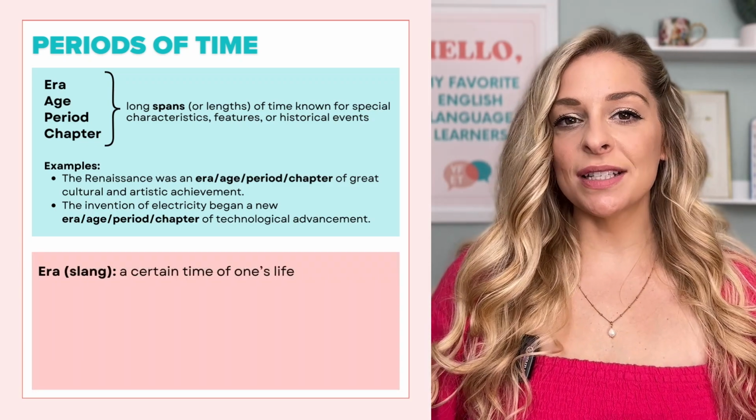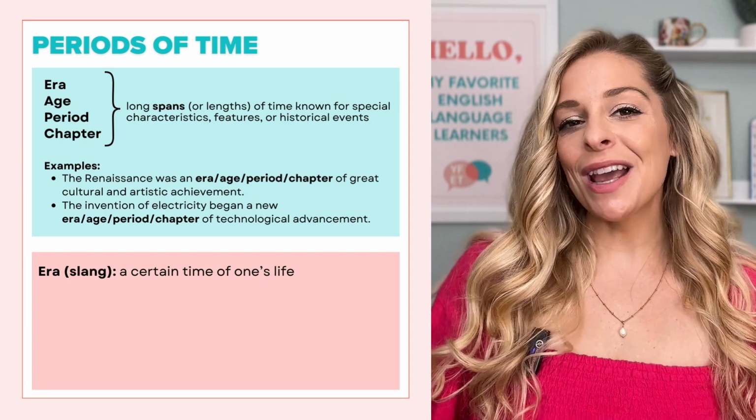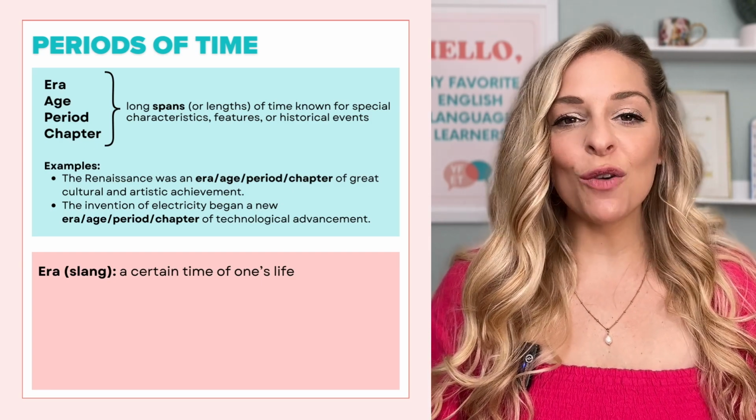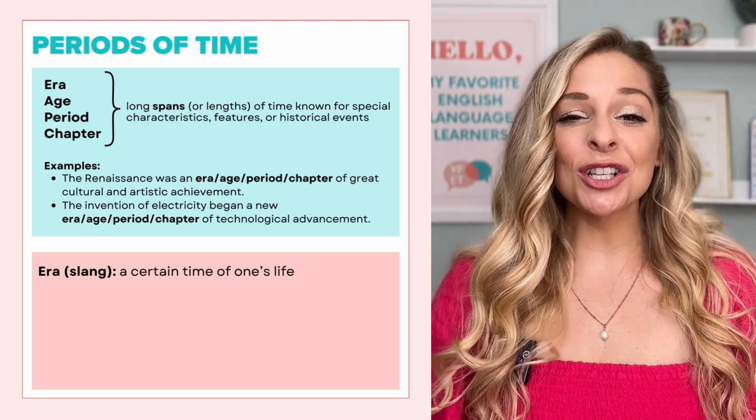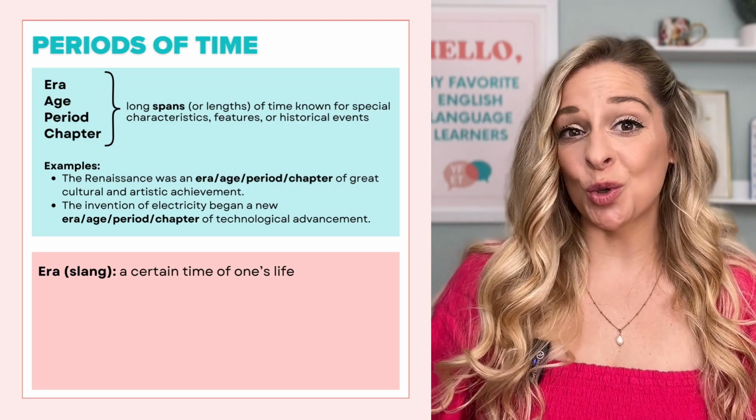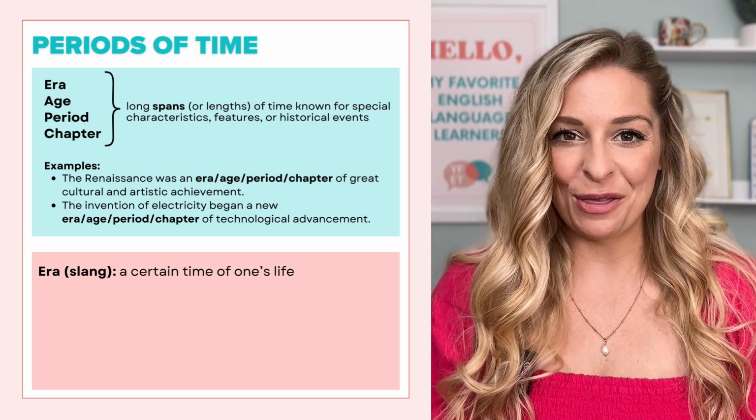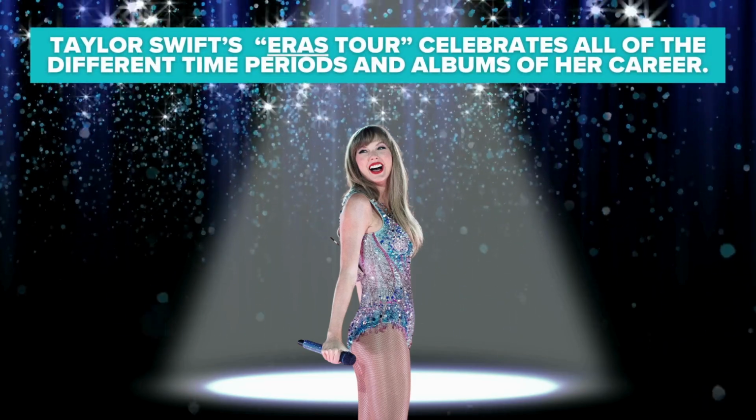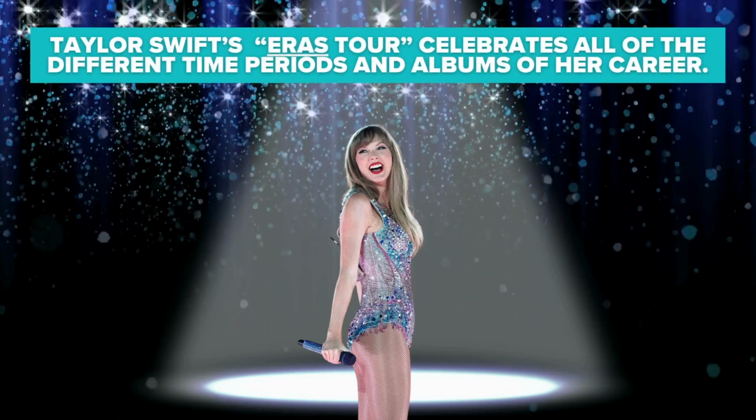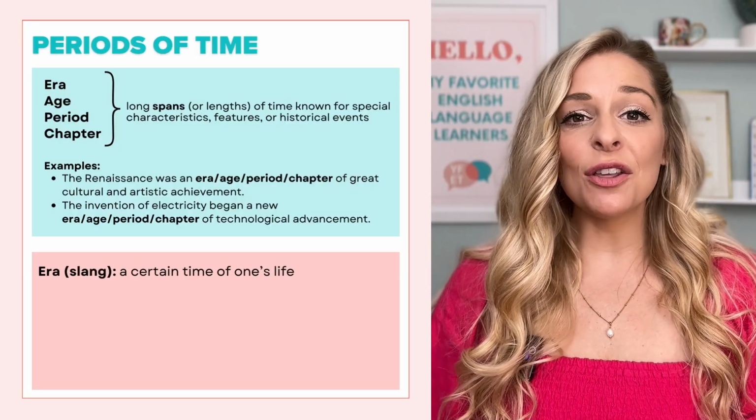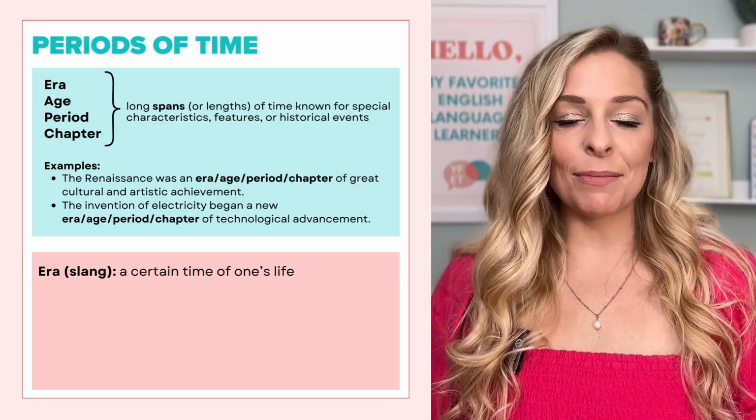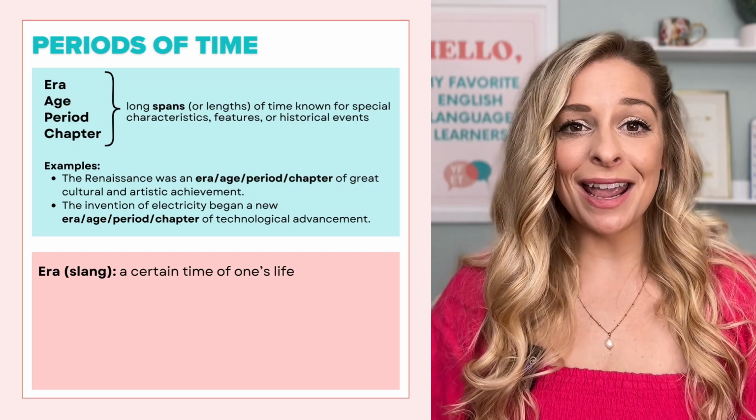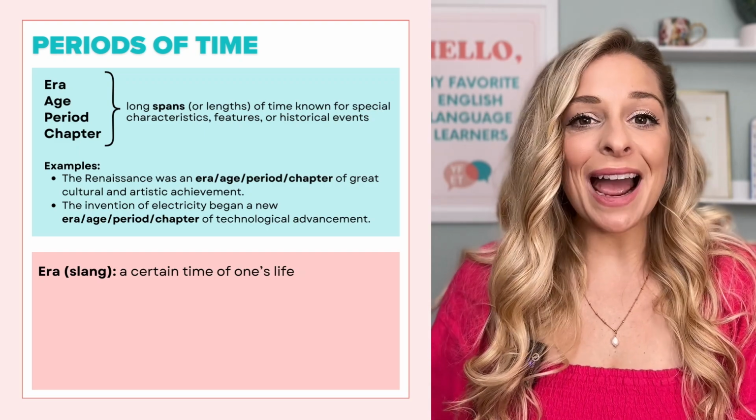Now let's look at these words individually really quick. First we have the word era, and this word has gone through a fun evolution over the last few years, especially with Taylor Swift's Eras Tour, which you might be familiar with. Taylor Swift's Eras Tour celebrates all the different time periods and albums of her career. Originally, the word era was more academic and more formal, but now you will hear people using it in a slang way to talk about a certain time of their life.